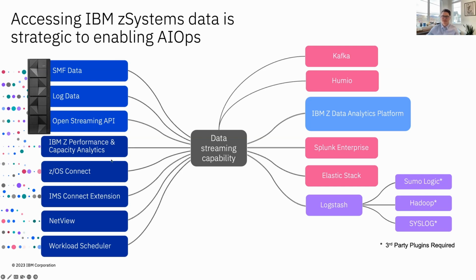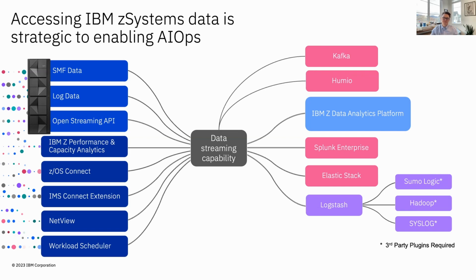And with this capability, streaming out to the right side, you see things like Kafka, Humio, our Z data analytics platform, Splunk, Elastic, and, by association, because we support Elastic Stack, we obviously support Logstash. And once you're in Logstash, there are a number of other plugins you can use to link this even further: Sumo Logic, Hadoop. And all these different endpoints become attainable, and this ecosystem and strategy start to take place.